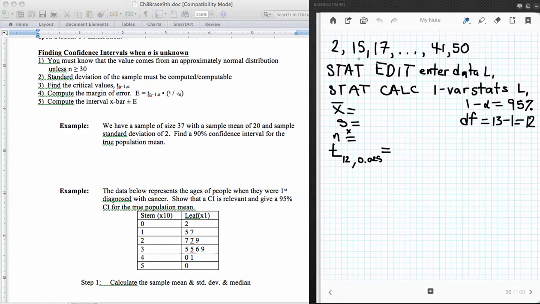So we start by putting the data 2, 15, 17, so on and so forth, up through 50 into the calculator. So I entered it through the stat edit, entered into L1, and then I'm going to calculate my one variable statistics. And this is the time when in my classes I start letting people use their calculator to just find these values. So I'm going to tell my calculator where I want to find this, and then I'm going to write down my mean.